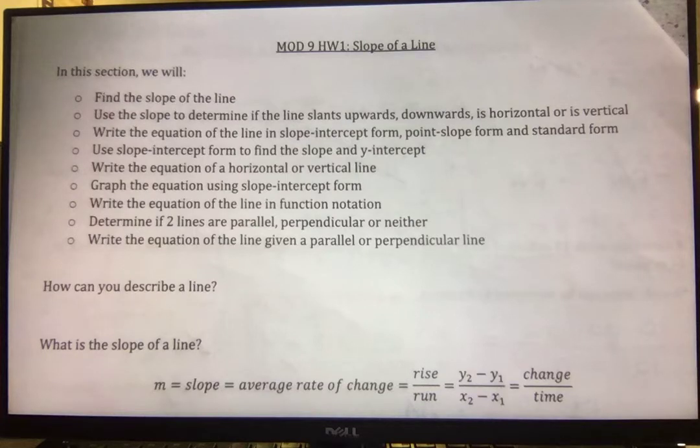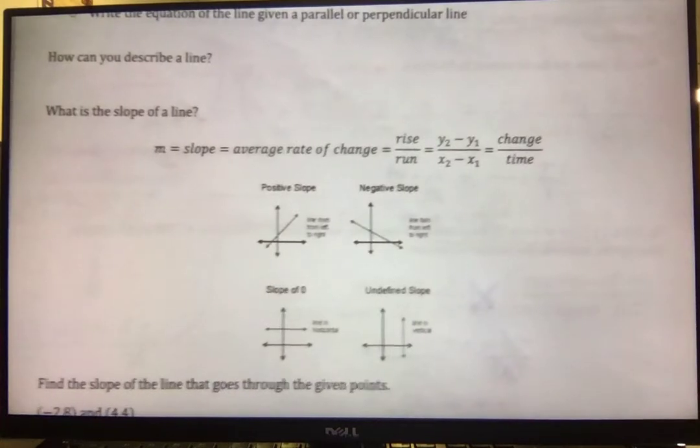So it's quite a bit to cover for this section, but a lot of it is talking about slopes, talking about lines, stuff that we did on test 1. So it should just be a refresher from test 1. So starting off, how could we describe a line? When you think of a line, what comes to mind?